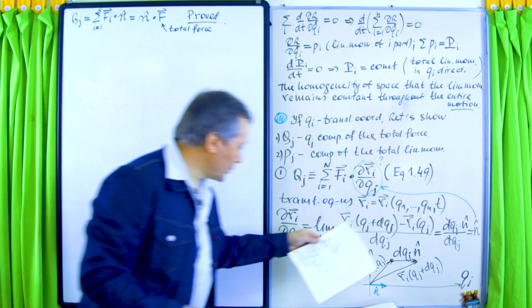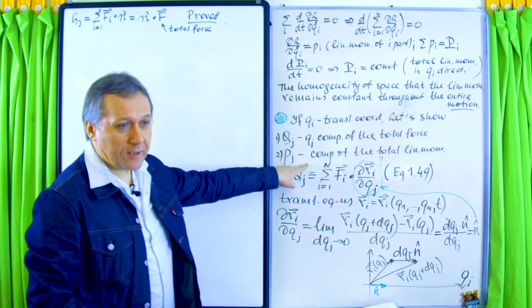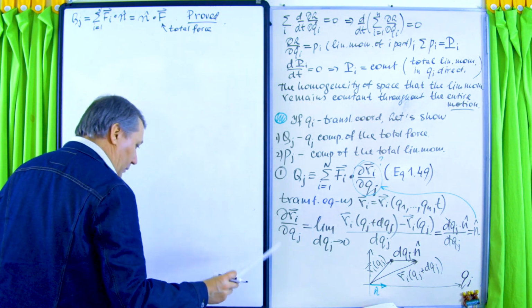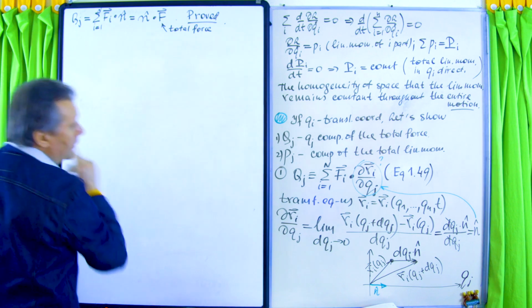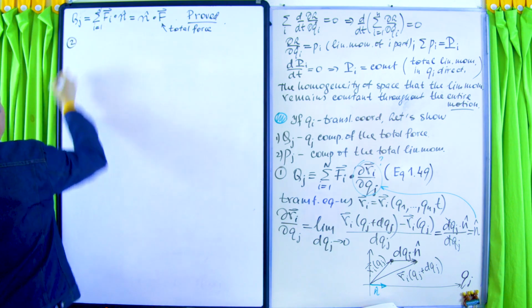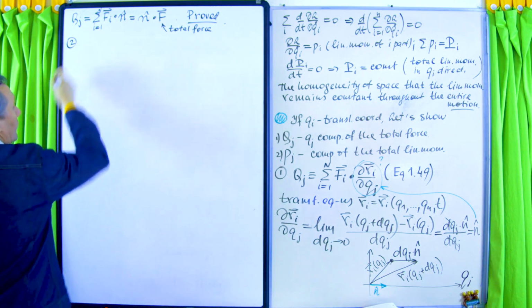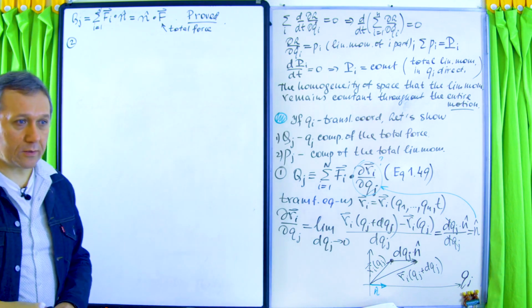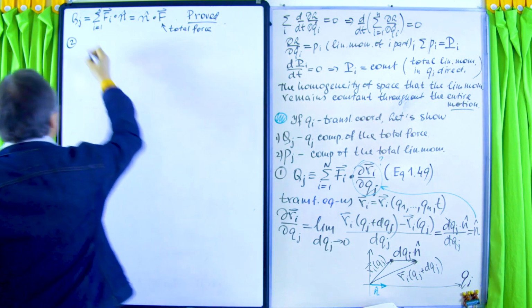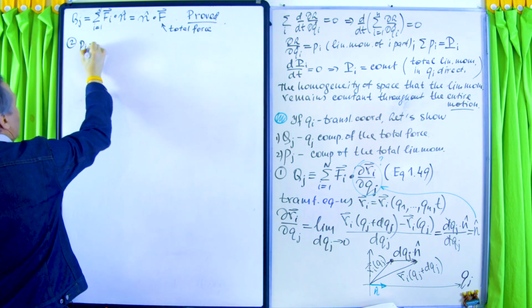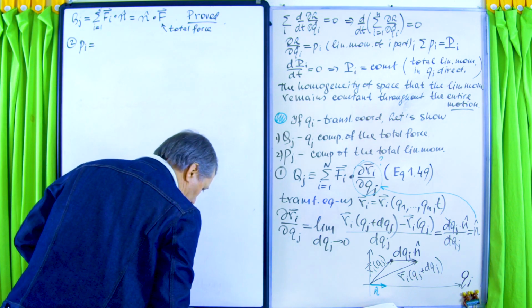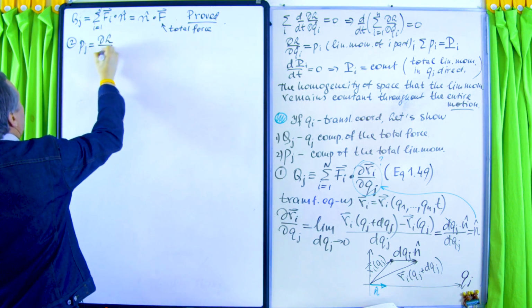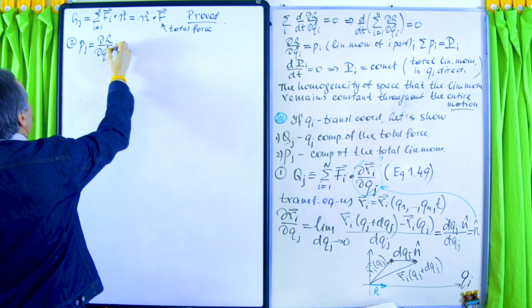All right. So now let's take care of the second. So that will be 2. And again, we claim that this partial derivative is a generalized momentum. So let's write it. Pj. It's a partial derivative of L with respect to Qj dot.